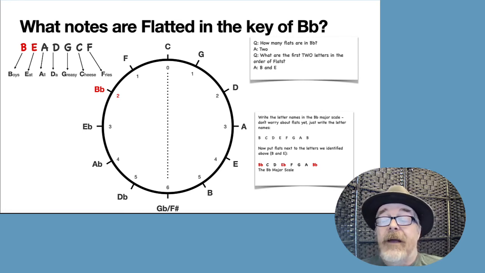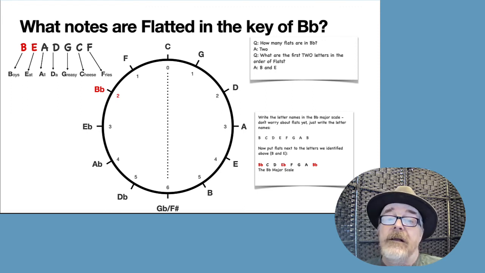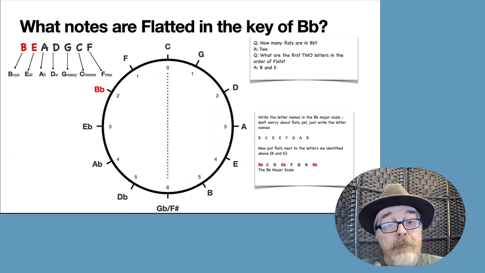The next step then is write out the letter names for the B flat scale. But don't worry about putting flats in yet. Just write the letter names. Now remember, in the musical alphabet, we go to G and then we start over again. So starting with B, we're going to go from B to B. B, C, D, E, F, G, start over, A, B.